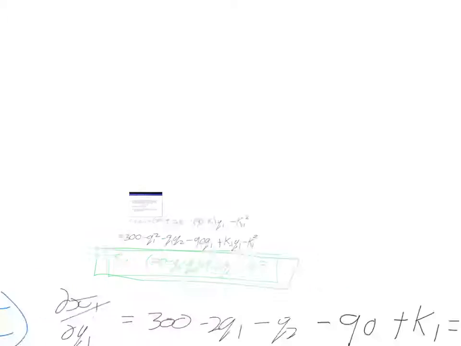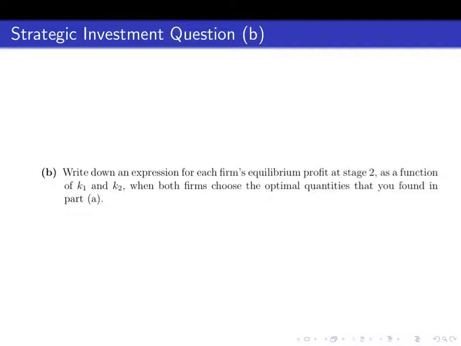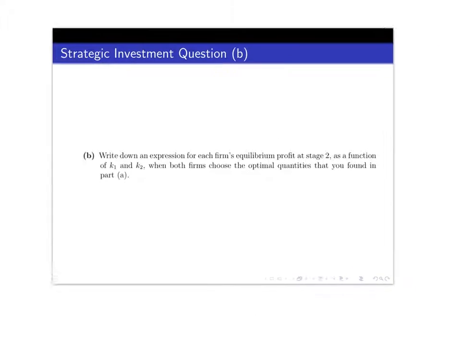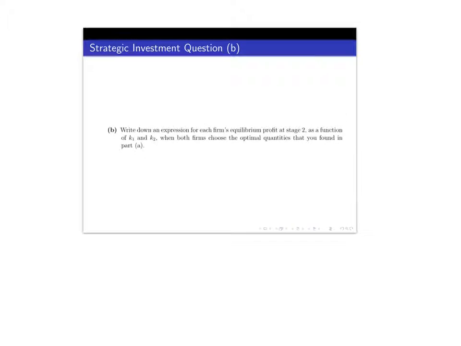Now, was that everything we needed to do for this part? Derive each firm's profit function, check. Best responses and equilibrium quantities, good. Alright, so now we're after an expression for each firm's profit at stage 2 as a function of K1 and K2. Now we're going to go back to the i's so that we get comfortable with both.